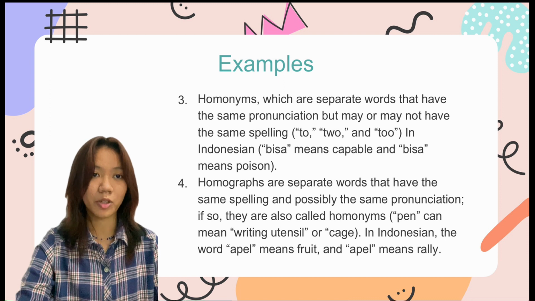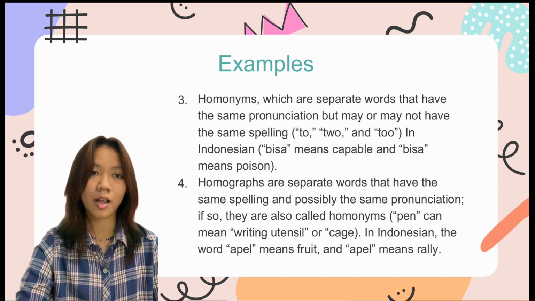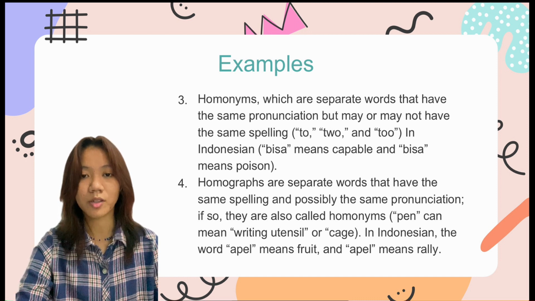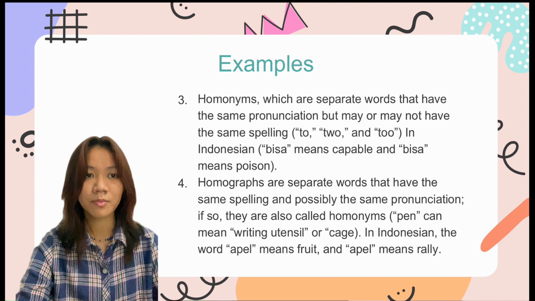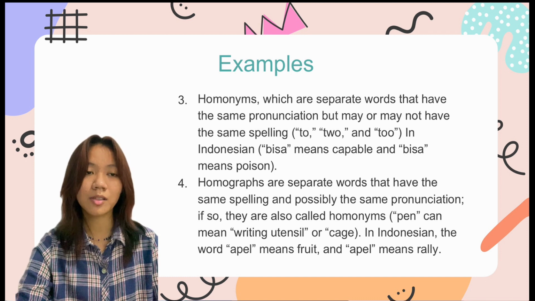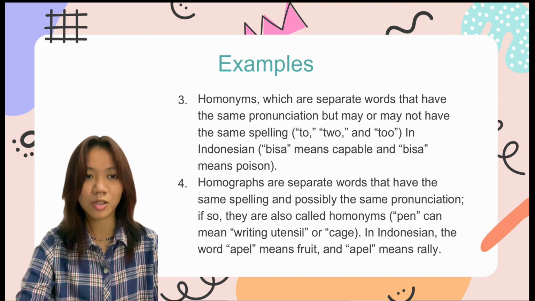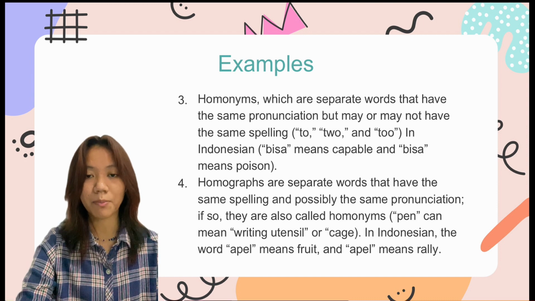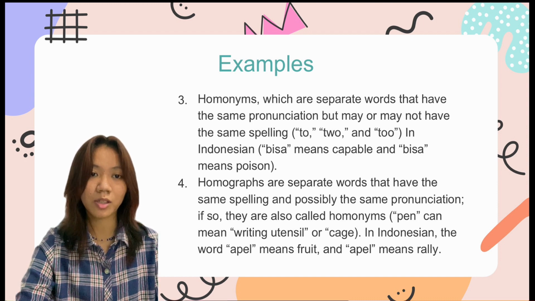The next one is homonyms, which are separate words that have the same pronunciation but may or may not have the same spelling. For example, two and too. In Indonesian, bisa means capable but also can mean poison. And the last one is homographs, separate words that have the same spelling and possibly the same pronunciation. If so, they are also called homonyms. For example, pen can mean writing utensil but also can mean cage. In Indonesian, the word apel means fruit but also can mean rally.